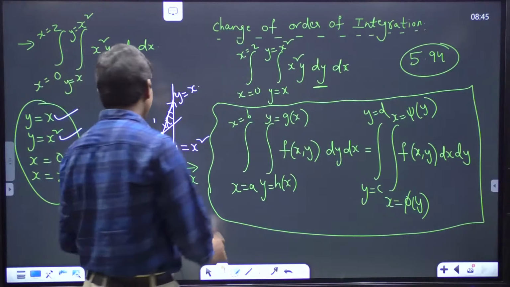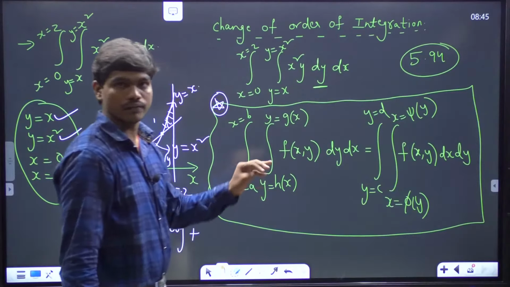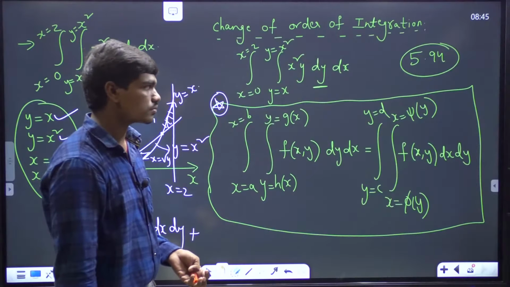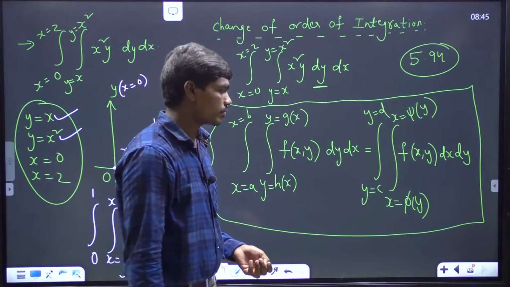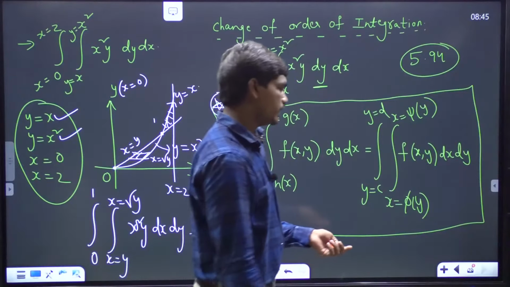So basically we'll look at this example in a short moment. For the time being, you take this, then we'll go for some example questions, solving of some questions. So now see here.